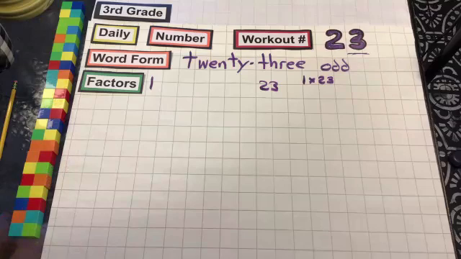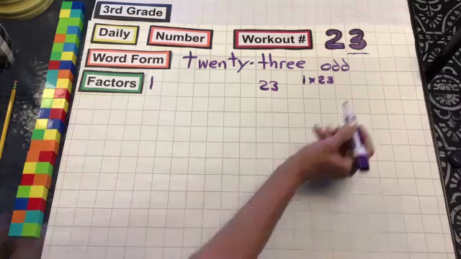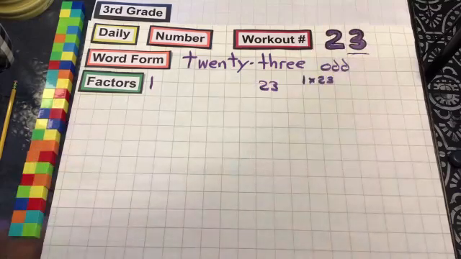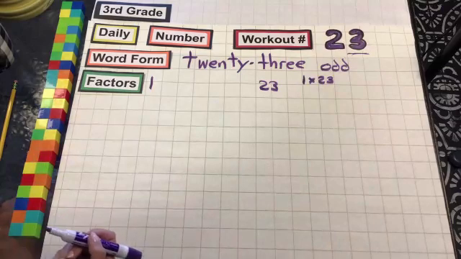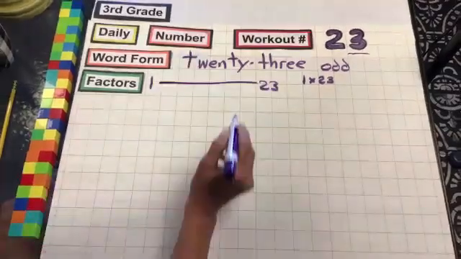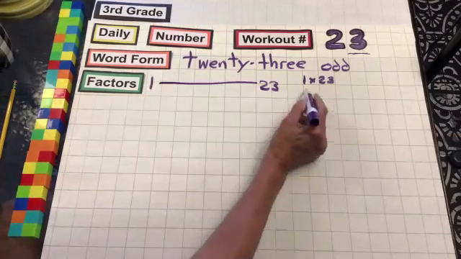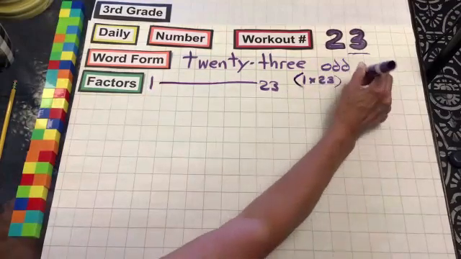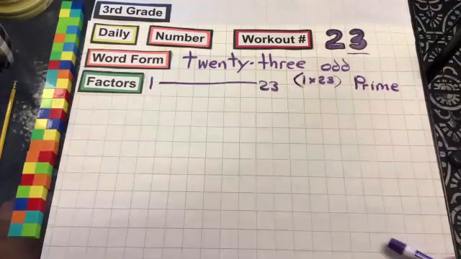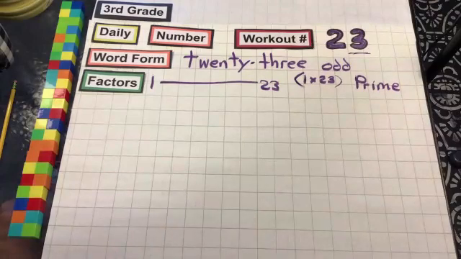4 doesn't go in because it's not even. 5 doesn't go in because it needs to end with a 0 or a 5, and it does not in the ones place. 6 doesn't go in because we go from 18 to 24. 7 doesn't go in because we go 21, 28. 8 doesn't go in, 9 doesn't go in, 10 doesn't go in. Basically, no more goes in. And so because 1 and itself is its only factor pair, it is prime. So not a very flexible number.